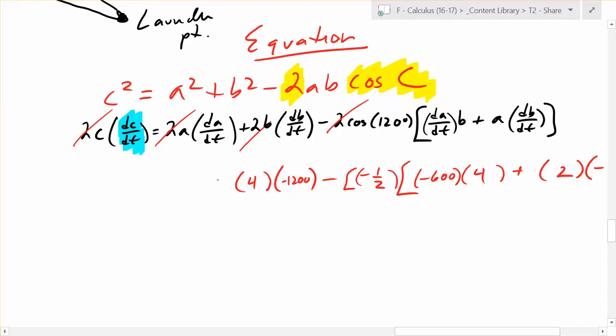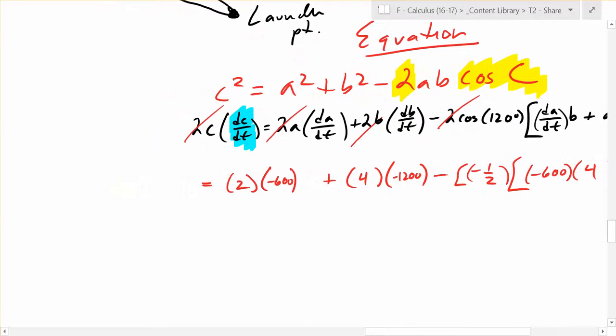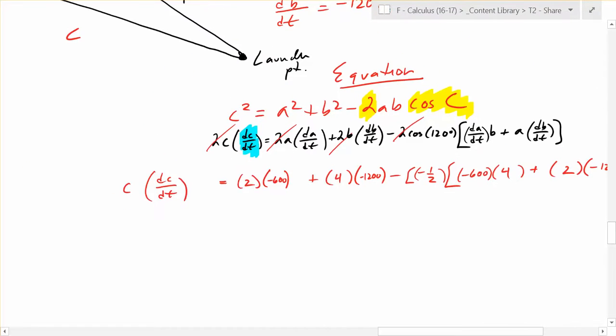And then what's this one going to be? Then we have a and what? dA/dt? So what's that? 2 and negative 600, right? And then we have c times what? dc/dt. So do we have almost everything we need? We have almost everything we need.